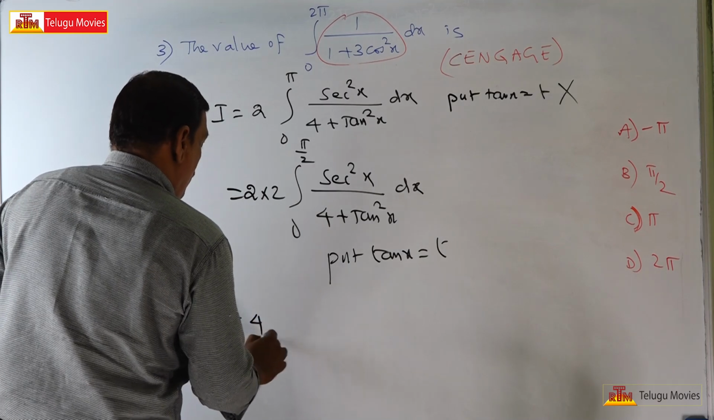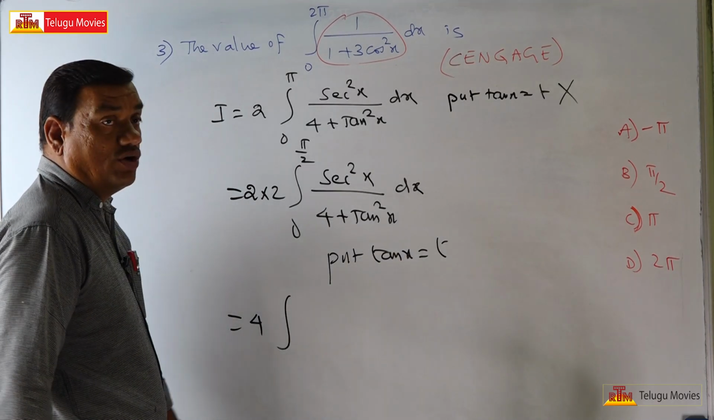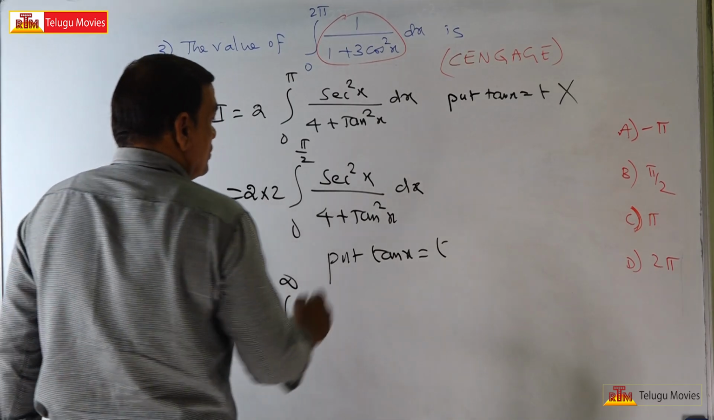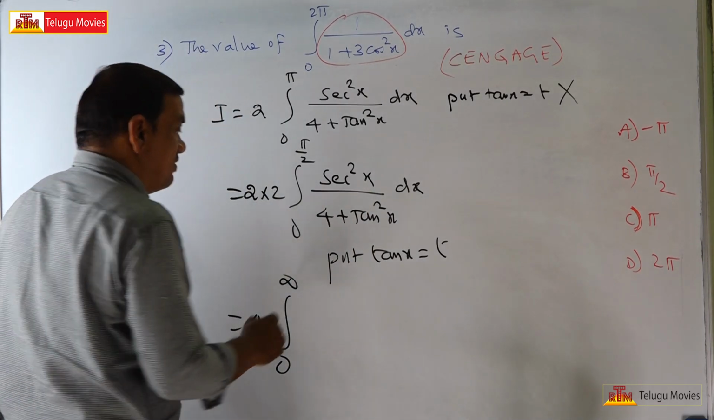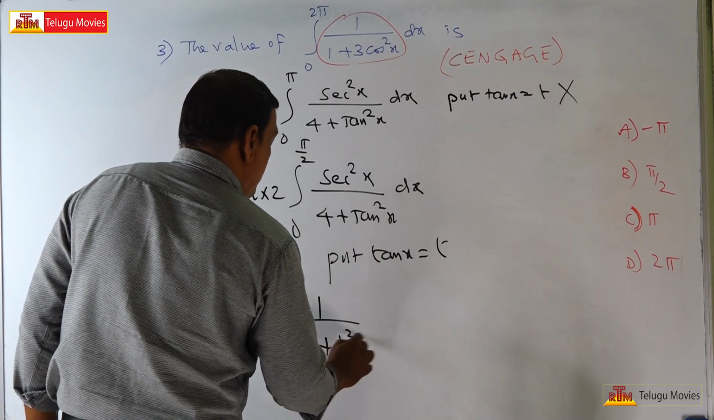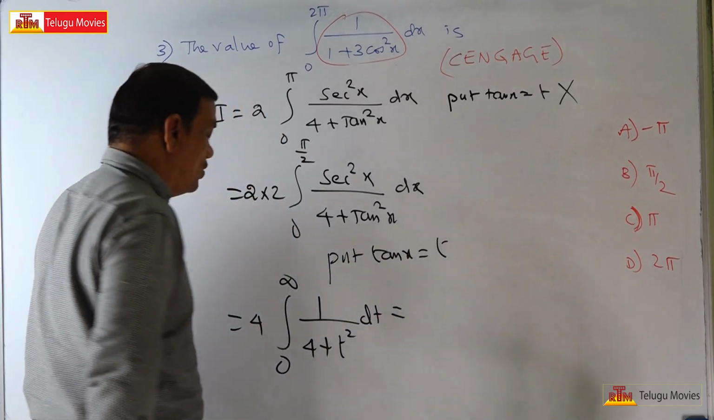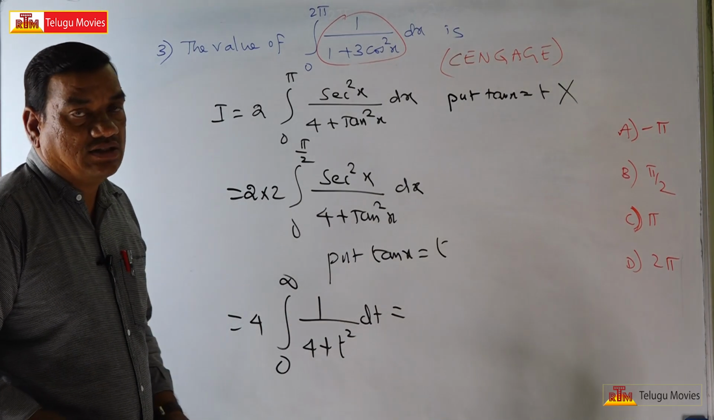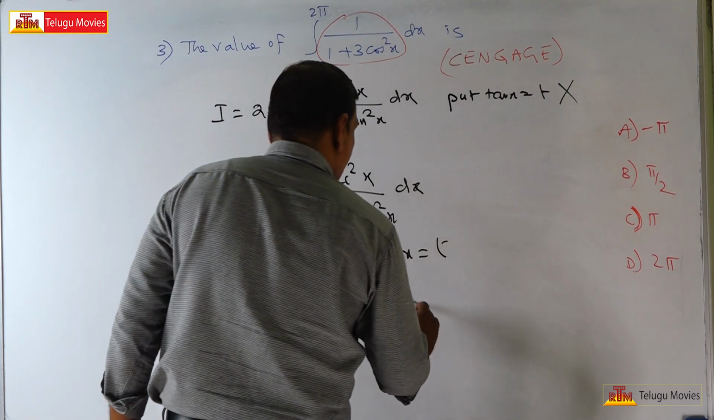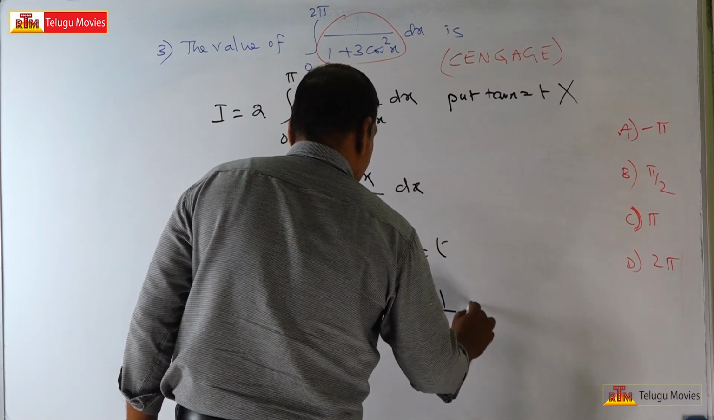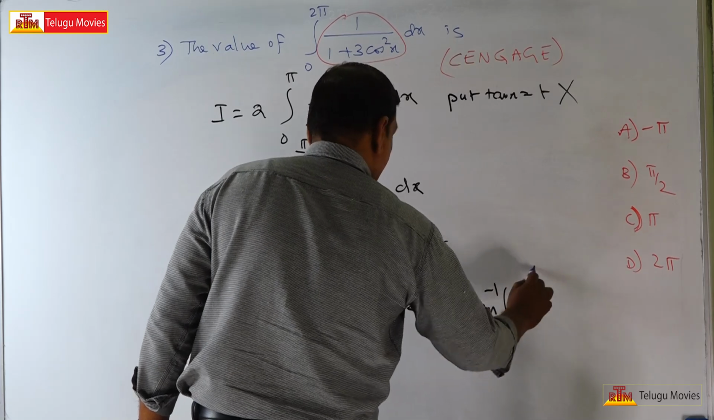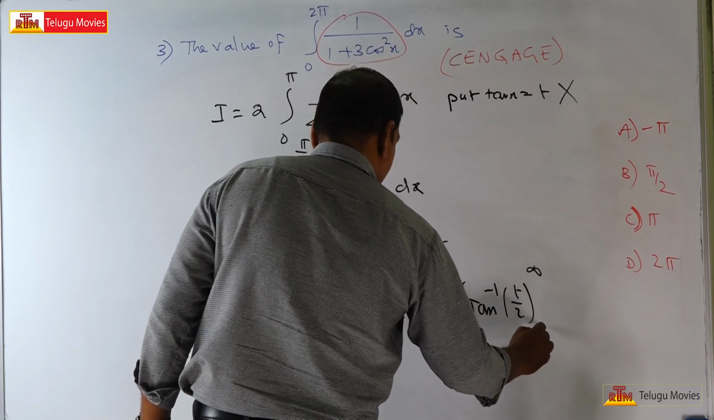So this is equal to 4 times. If it is tan 0, the t value is also 0. If it is tan pi by 2, it is not defined. So secant square x dx becomes 1 by 4 plus tan square x, which means t square, dt. So this is equal to 1 by a square plus x square. The formula is 1 by a tan inverse of x by a. So that is equal to 4 into 1 by a, where a means 2, tan inverse of t by 2, with upper limit and lower limit.